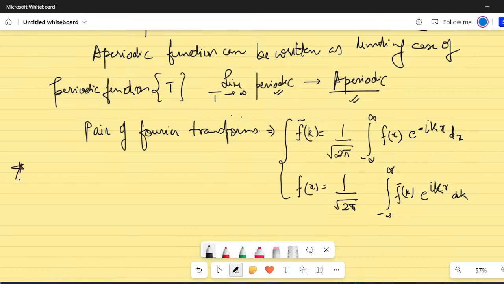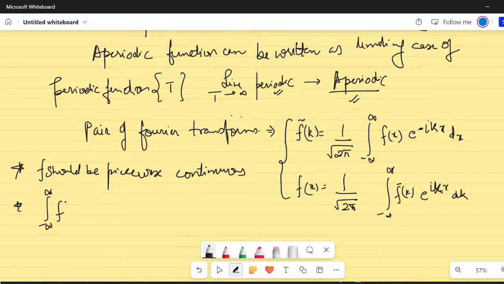Another thing that one needs to pay attention to is that the function should be piecewise continuous, and the function should be absolutely integrable. These are the two necessities before we can proceed to finding the Fourier transform of a function. Let us recap what we are doing actually.